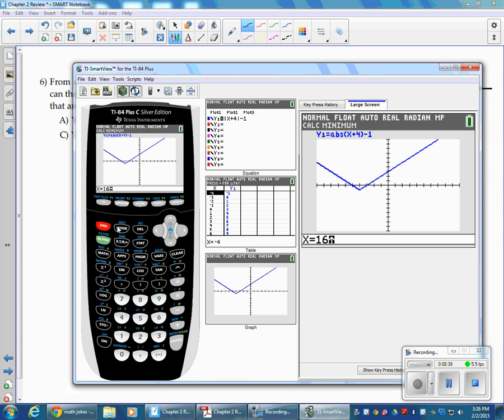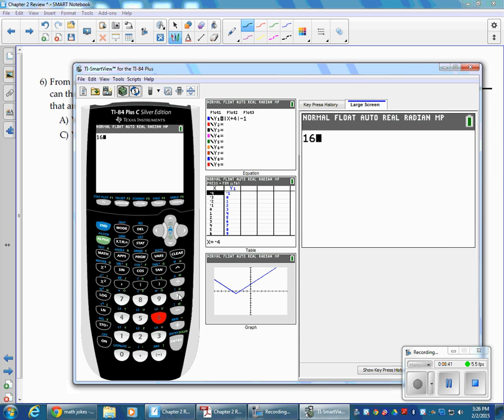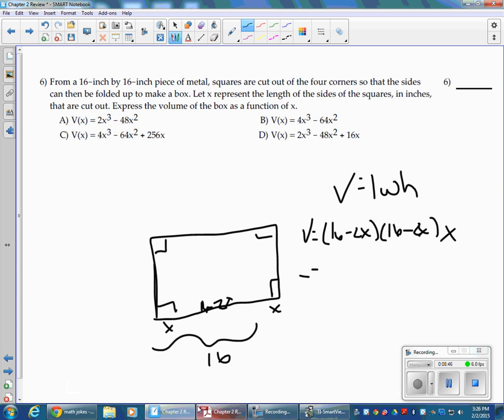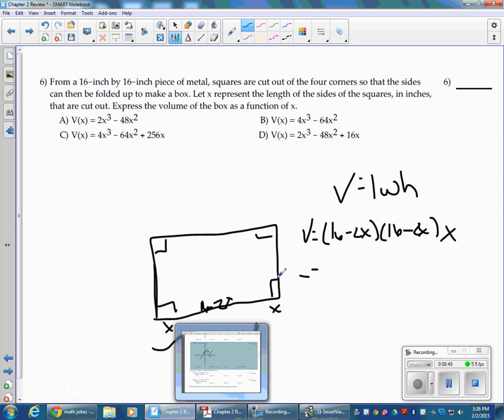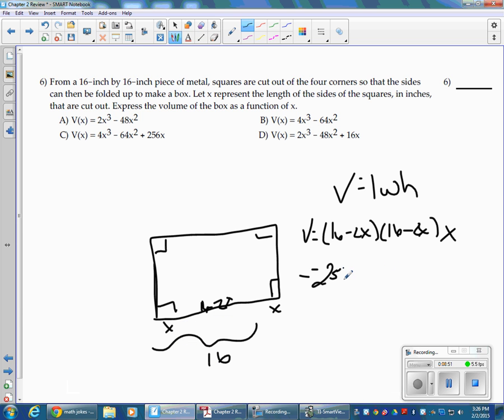Oops, I need to be on a regular screen. 16 times 16 is 256, I believe. So this would be, if I did FOIL here, or the distributive property, it would be 256 minus 32x minus 32x plus 4x squared, and all of that is times x. So it won't go over any farther for me. I'm having trouble with my pen here. So this becomes 256 minus 64x plus 4x squared.